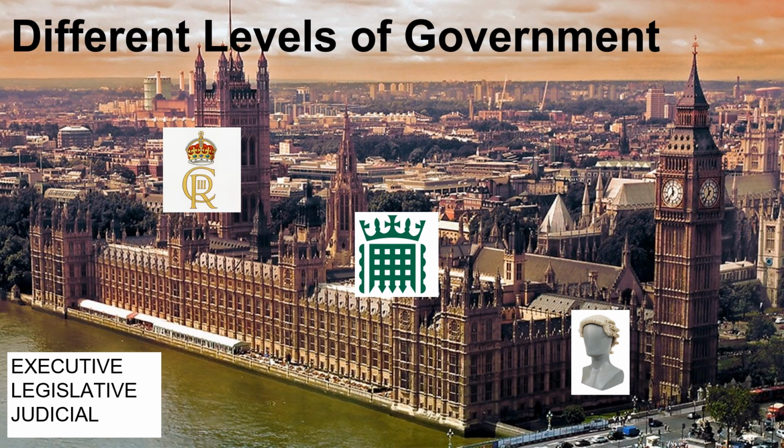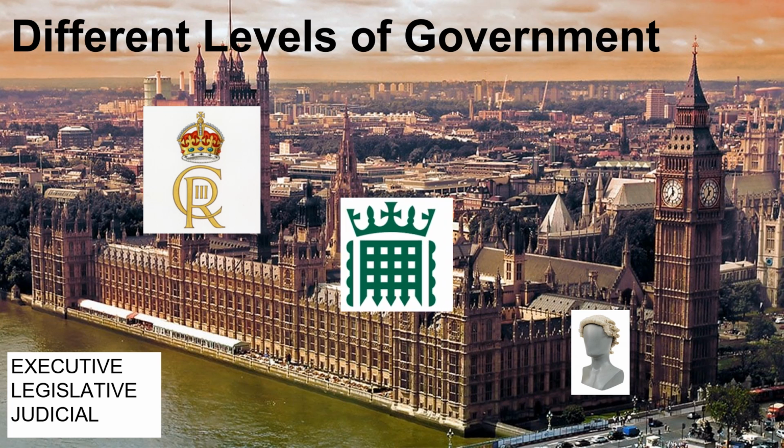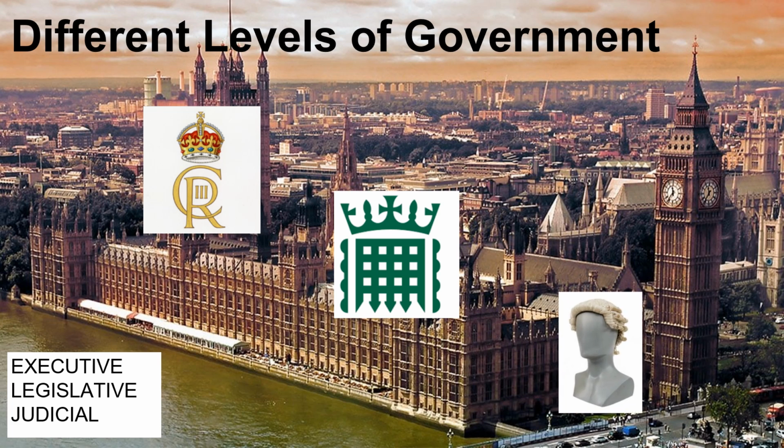From left to right, you can see three images. The King cipher, the official logo of King Charles that will appear on letterboxes and official pronouncements, the logo of the UK Parliament, the Parliament portcullis, and a barrister's wig, representing the judiciary branch of the UK.